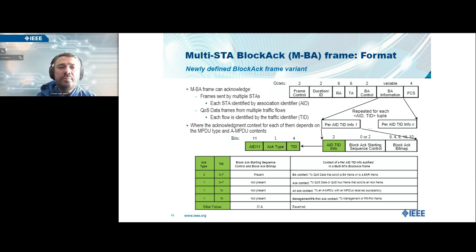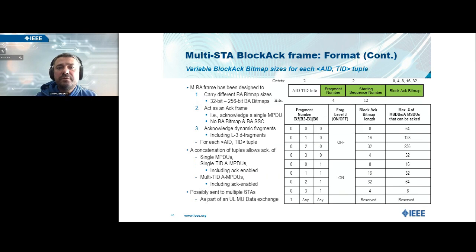And then we have a particular combination for the PS-Poll ACK context, and for management frames. Traditionally, control frames and management frames do not have a TID identifier, so you would not be able to acknowledge them as part of the block ACK acknowledgement. So what 11ax did is to reserve a value of the TID, which was currently unused, to specify the acknowledgement of a management or PS-Poll frame.